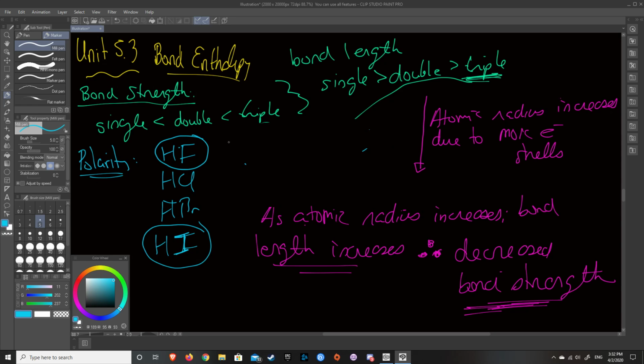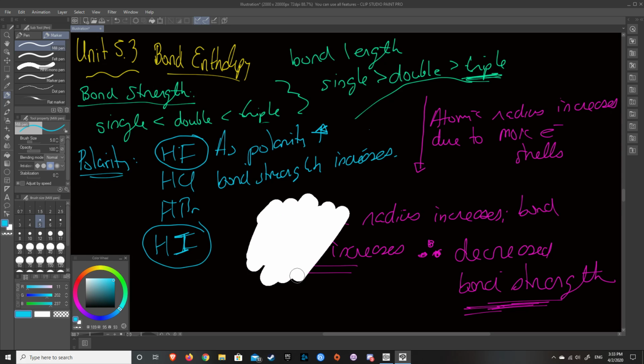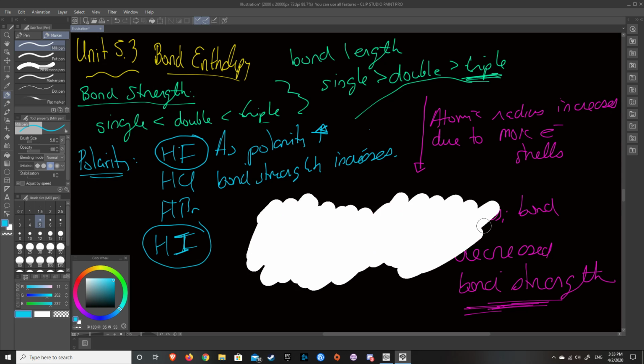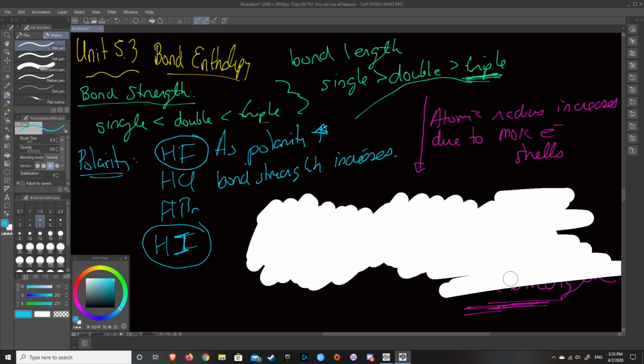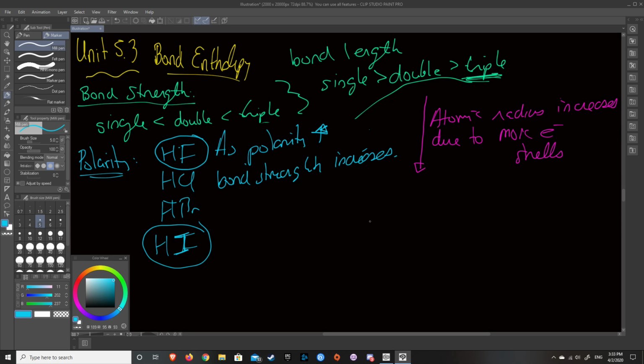So what we're going to say is, as polarity increases, bond strength increases. So you can see already there are things overlapping that we typically don't want overlapping, because when things overlap, it means there are going to be exceptions somewhere. We said that. Now we've talked about polarity.